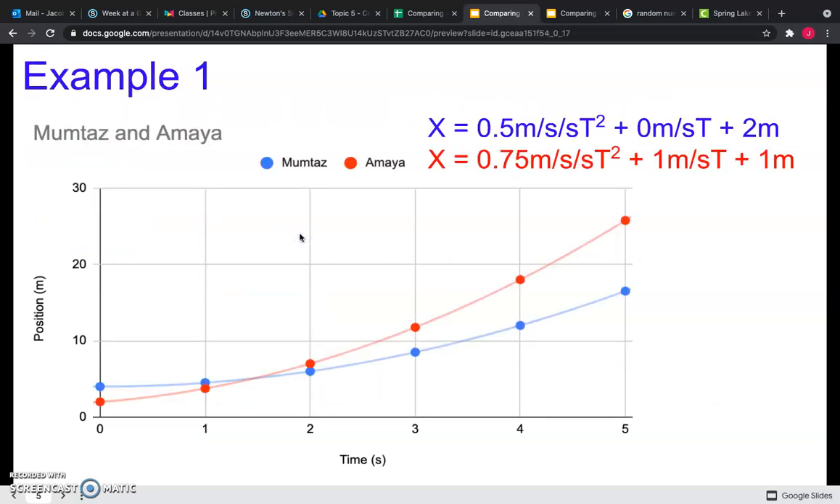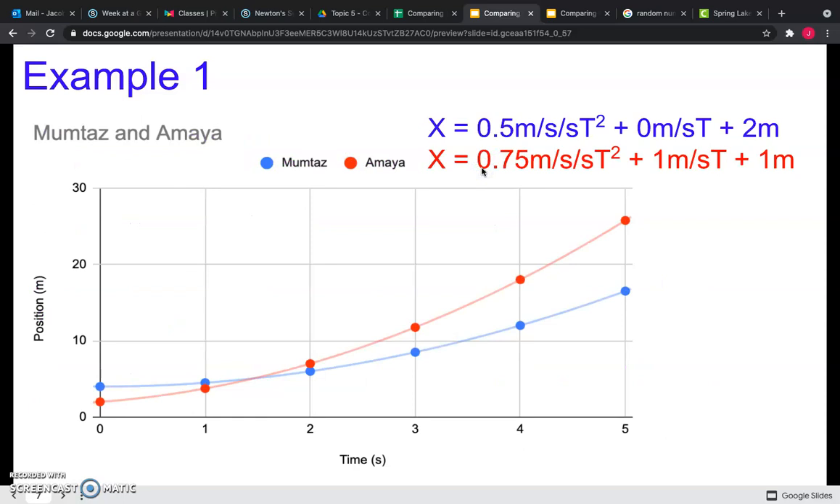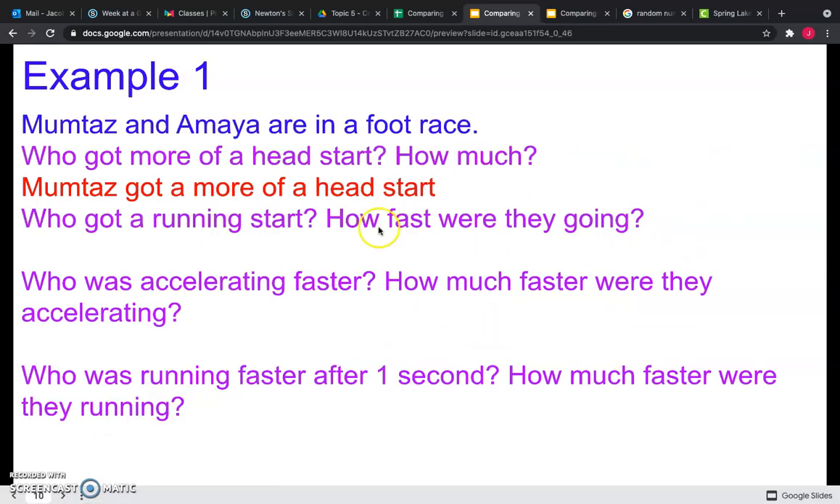Okay, so example 1, we've got Mumtaz and Amaya. These are the equations for their motion. They are in a foot race. And so our first question here is who got more of a head start and how much did they get? So we're going to start with Mumtaz. We can see that she started 2 meters in front of the start line. Amaya, on the other hand, started 1 meter in front of the start line. So Mumtaz got more of a head start.